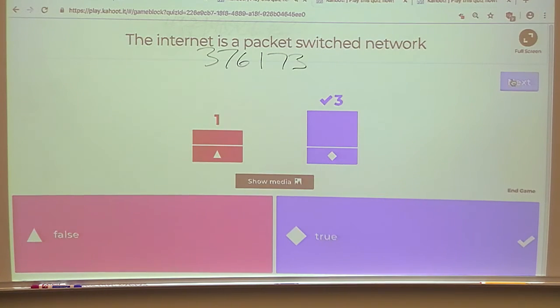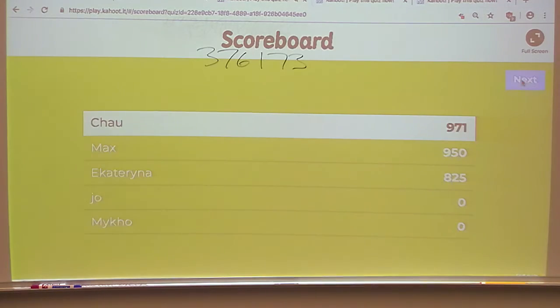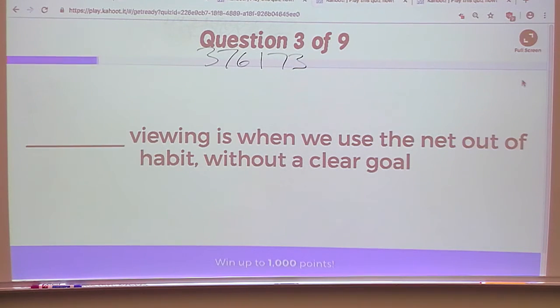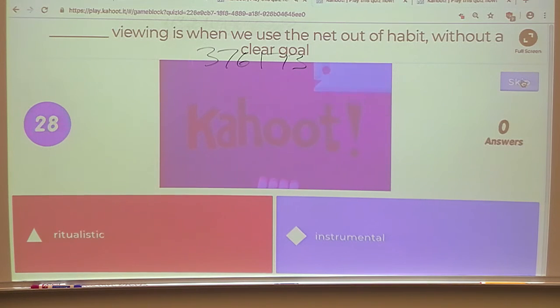Okay. So we'll go, yes, it is true. The internet is a packet switched network, so are your cell phones, your mobile networks are now all packet switched. It means data is chunked into packets and sent the most efficient way possible.